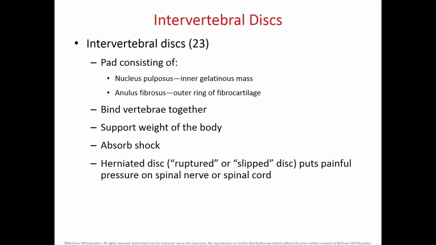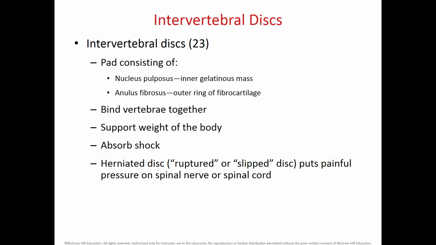So how many intervertebral discs do we have? 23. And they have a center that is called the nucleus pulposus, that is filled with jelly-like tissue that is called the inner gelatinous mass. And then surrounding this nucleus pulposus, we have the ring of fibrocartilage that is called the annulus fibrosus. This intervertebral disc protects the body of the vertebrae and helps to support the weight and absorb shock.